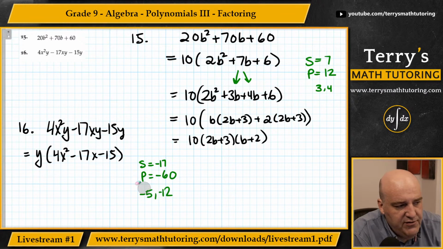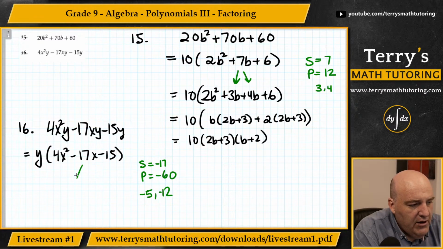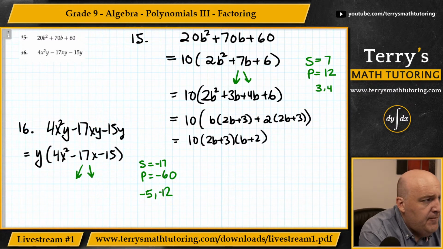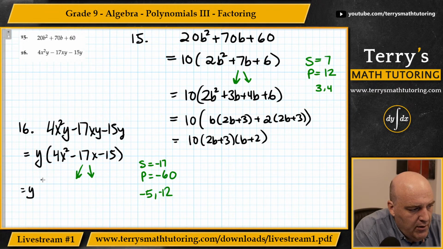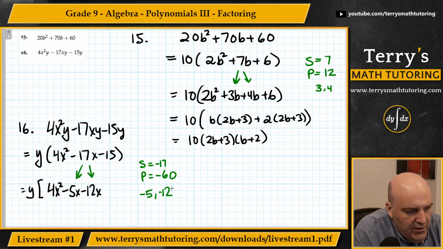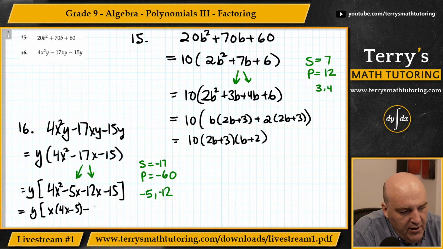And now once we have these numbers, we're in business because we can break up this middle term now, right? I'm going to write square brackets. I think it looks nicer. So minus 5x, minus 12x. I got those from these numbers, and then minus 15. And then I do grouping. What's common here? Just an x. Pull that out. 4x minus 5. What's common here? Notice there's a minus there, so there's a minus there. Pull out a 3. We get 4x minus 5. Sorry. Yeah, 4x minus 5.